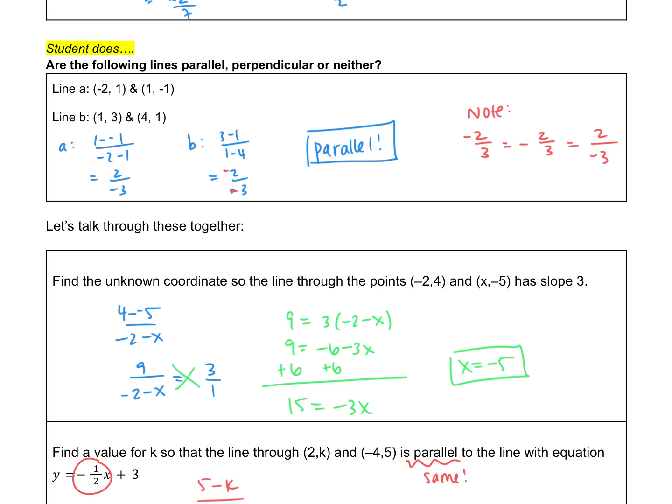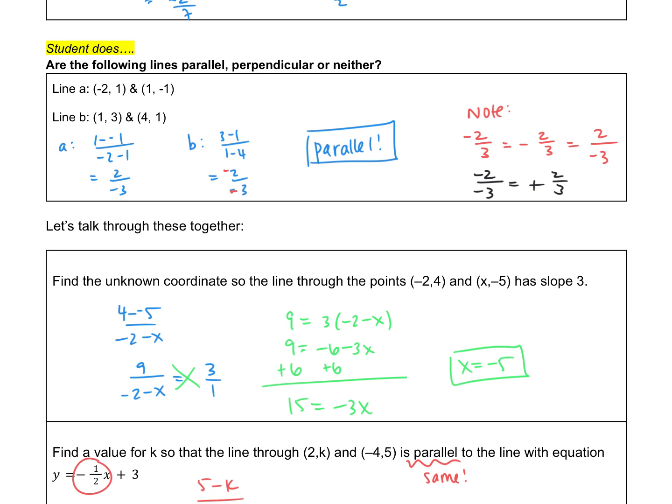Those are the same number. Something I did see, though, on your homework that I want to make sure we understand is if we have something like this, negative 2 over negative 3, is that a positive or a negative number? Positive. That is a positive 2/3.